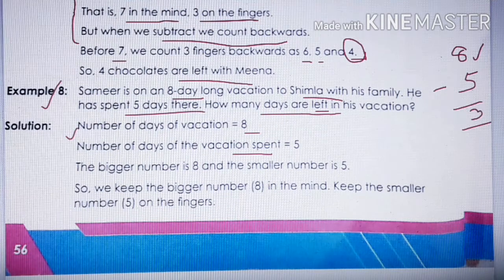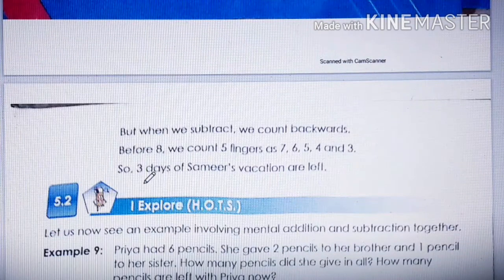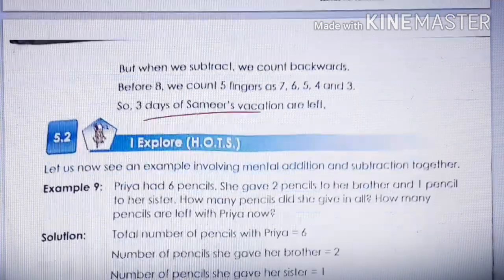Okay? So 8 minus 5 what comes? 3. So how many days are left in his vacation, children? 3 days are left for Samir's vacation. Clear? It's very easy, children. Once you try, you will be able to do.